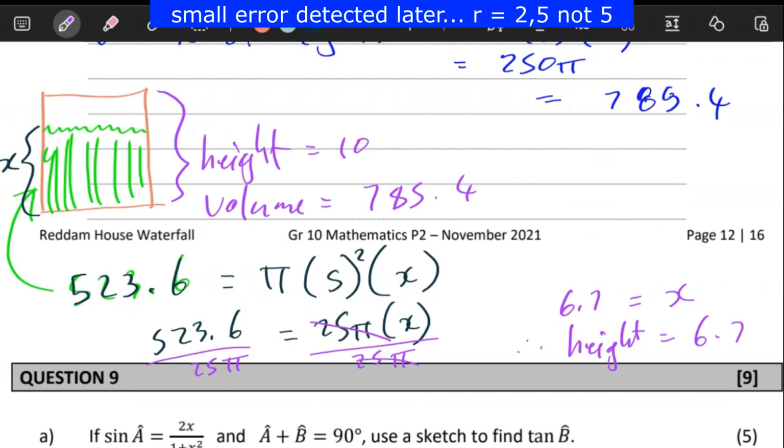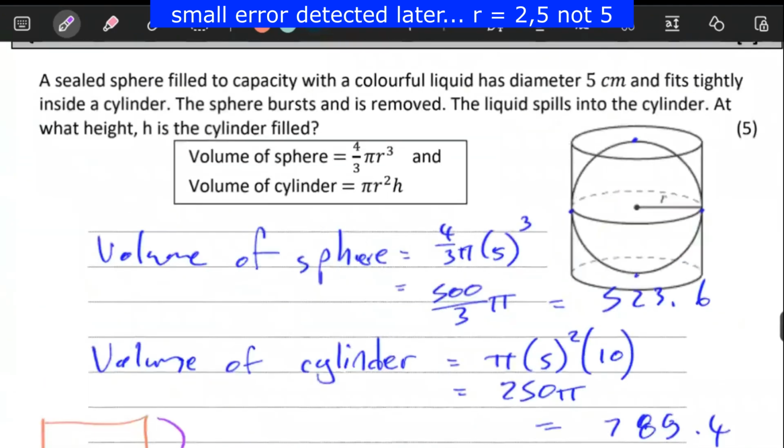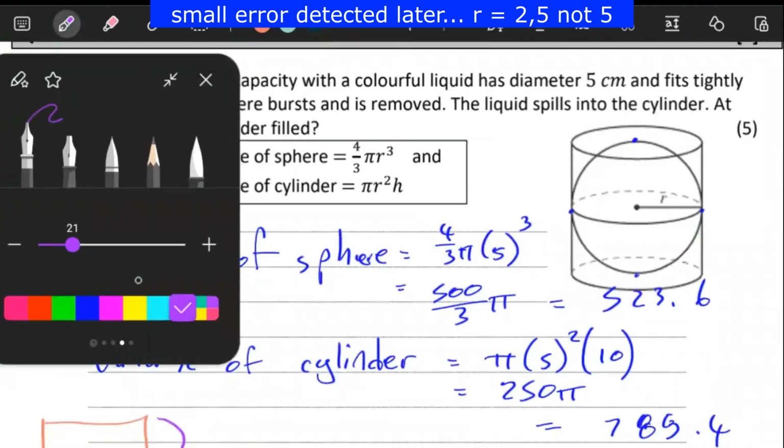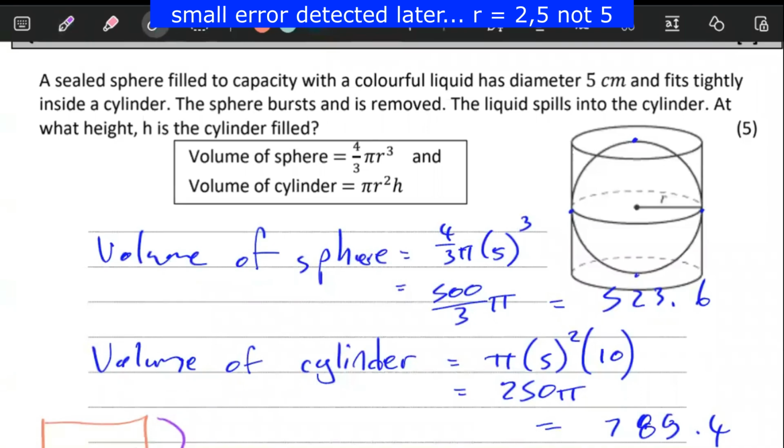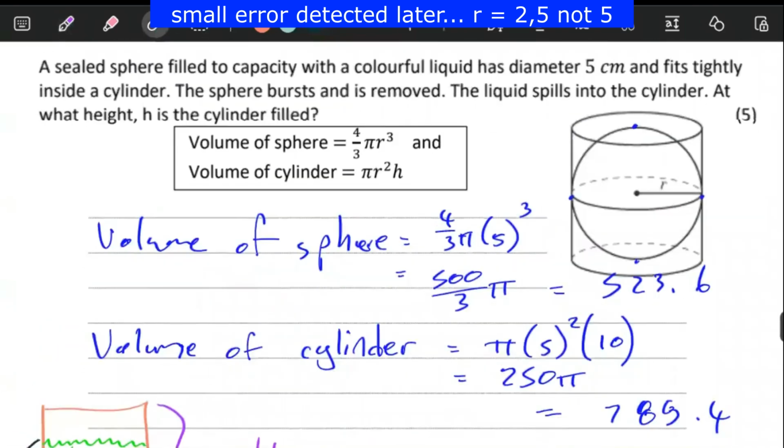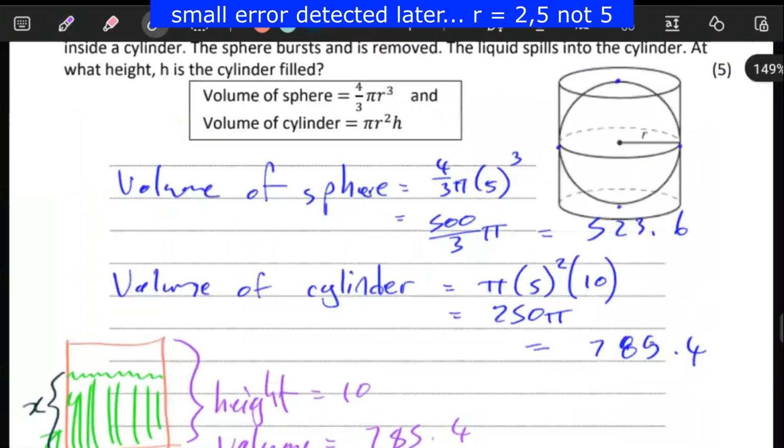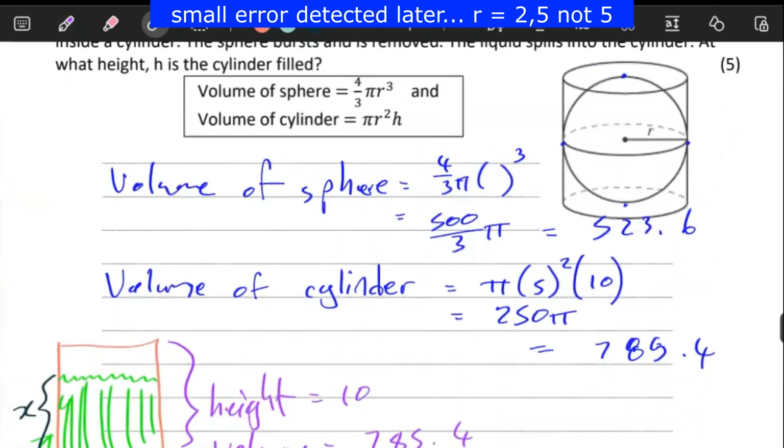But then, is that all that they want? 6.7. Let me just look at this for a bit longer, because I was using the wrong dimensions. They say the diameter is 5, not the radius. This sucks so bad. So I just have to change this to half, which is 2.5. I have to change this to half, which is 2.5.